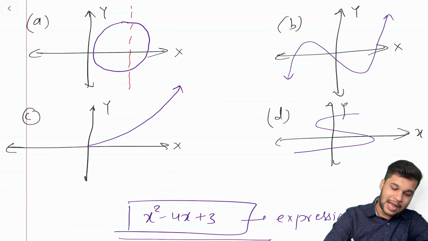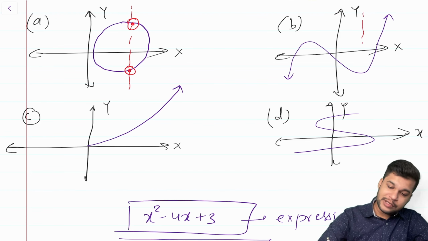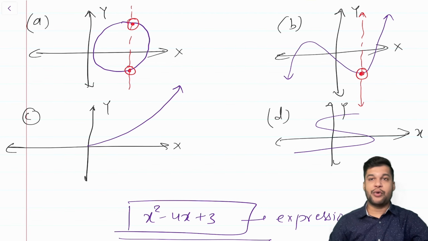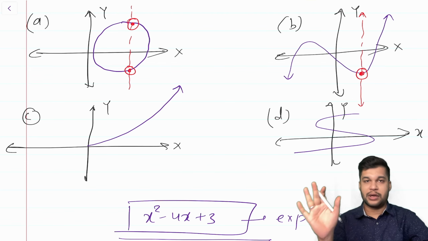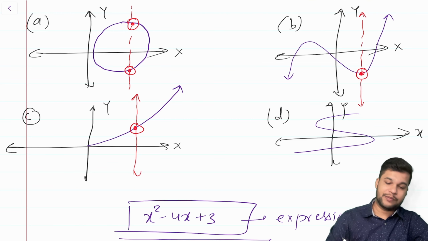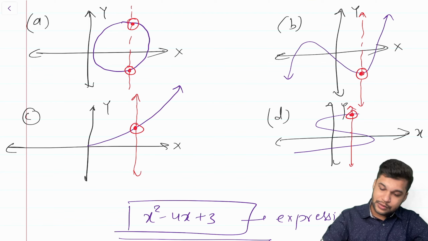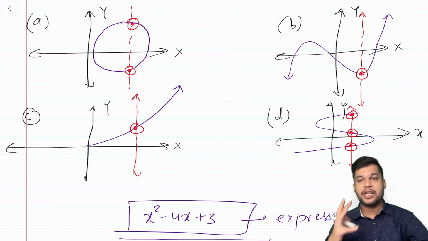Okay. I get 2 points of intersection in the first part. If you do it for the second, B part, I get 1 point of intersection. You can draw this vertical line anywhere on the graph, right? If I do it for the C part, I again get only 1 point of intersection. If I do it for the D part, let's say I do it here, I'm getting 1, 2, and 3 points of intersection, 3 points of intersection.